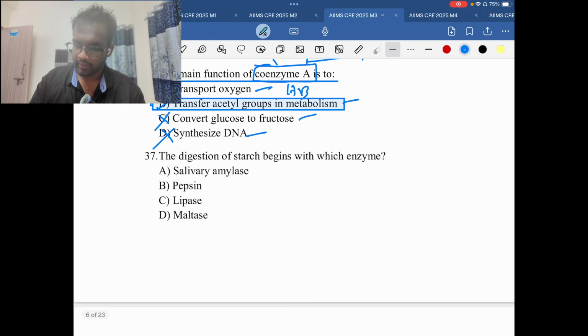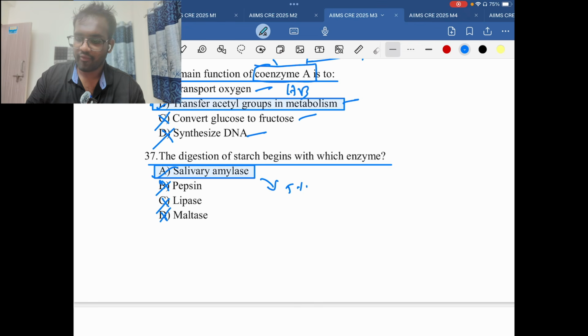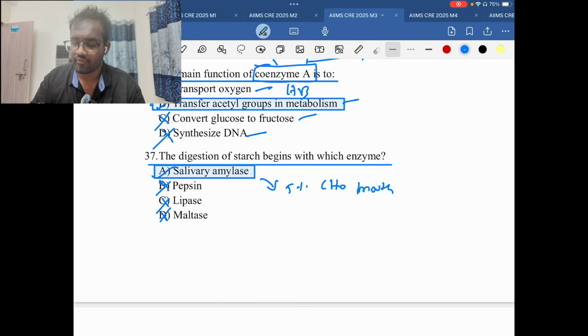Question number 37. The digestion of starch begins with which enzyme? This is a very basic, easy question. Everyone knows it. Pepsin is an enzyme for digestion of protein. Lipase is an enzyme for the digestion of fat, and maltase is for the breakdown of maltose sugar. So the answer will be A, salivary amylase. Salivary amylase does 5% of digestion of carbohydrate in the mouth itself. Always remember, the initial stage of digestion of carbohydrate starts from the mouth, in the presence of salivary amylase. It's very important. Sometimes you will get confused and answer wrongly, but it is a very basic question. You can just answer it.